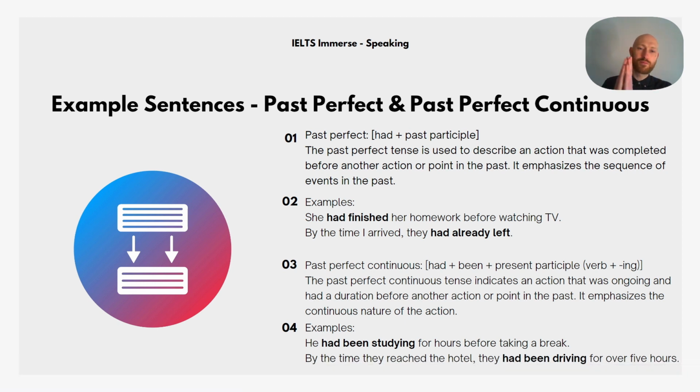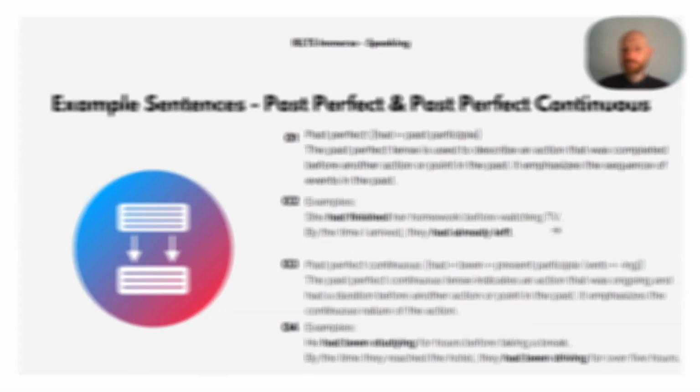So when we talk about the past tense, when we have a point in time, what happens before that point in time? You would use the past perfect. For example, she had finished her homework before watching TV. The point in time, watching TV. Before she watched TV, she had finished her homework. Remember that point in time.